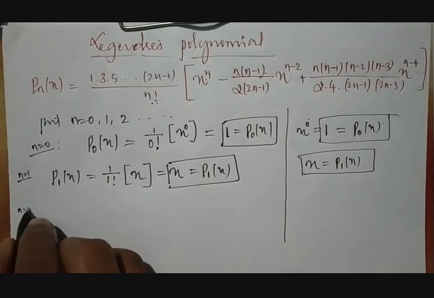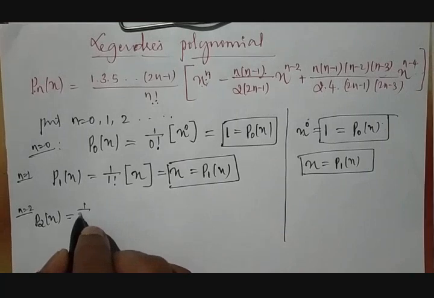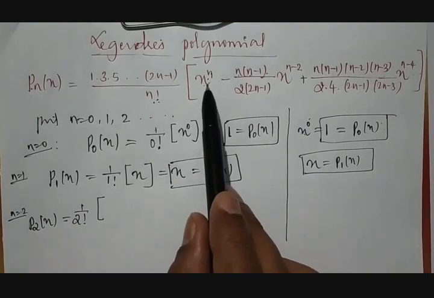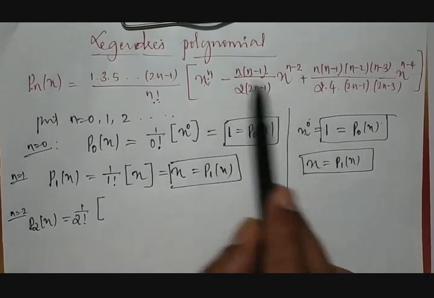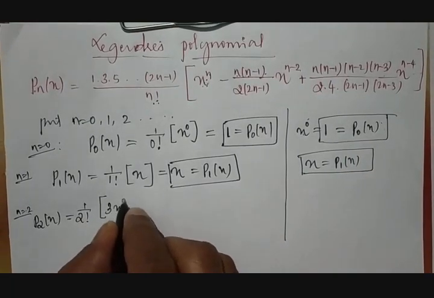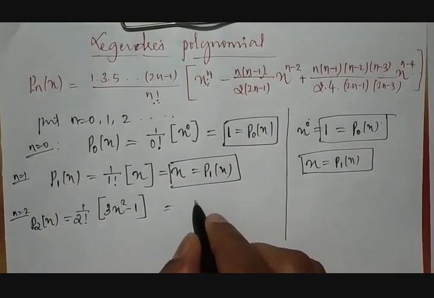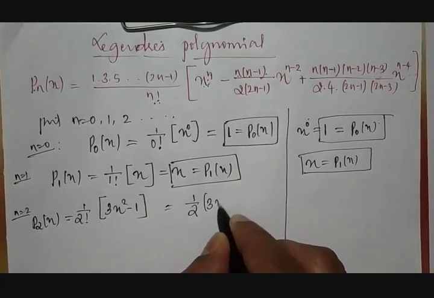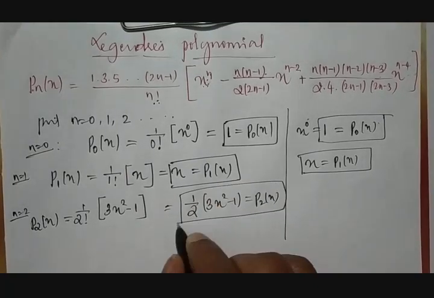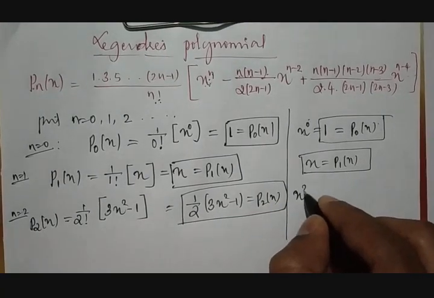Then if you put n equal to 2, then we will be getting p2 of x, which is nothing but 1 divided by 2 factorial into, if you substitute this value as n equal to 2, then we will be getting n square in this. If you substitute and simplify, we will be getting this into 3x square minus 1, which is equal to 1 divided by 2 into 3x square minus 1, which is nothing but p2 of x. Therefore, what is x here? Sorry, x square. Then x square is to be calculated.